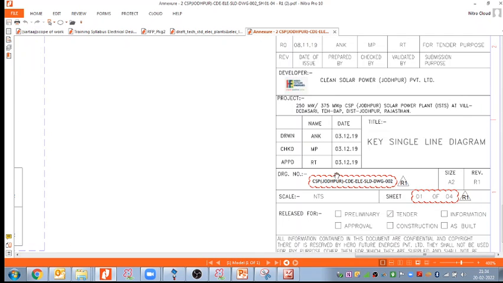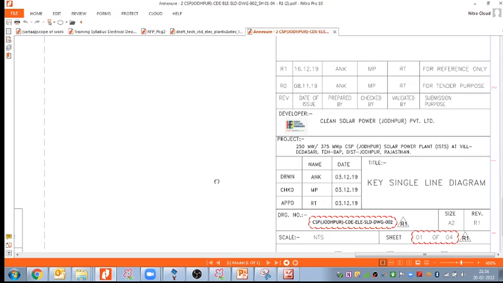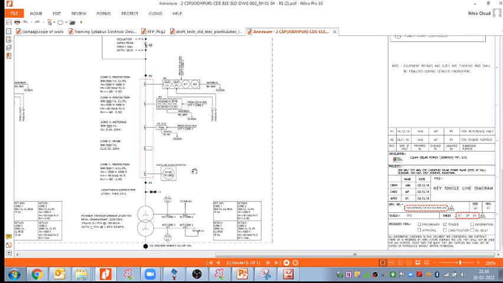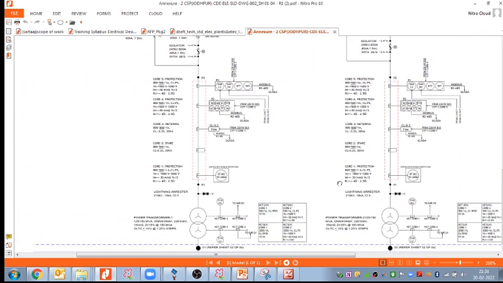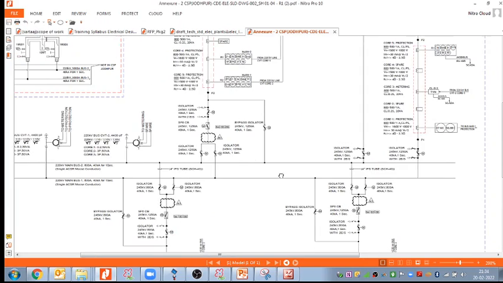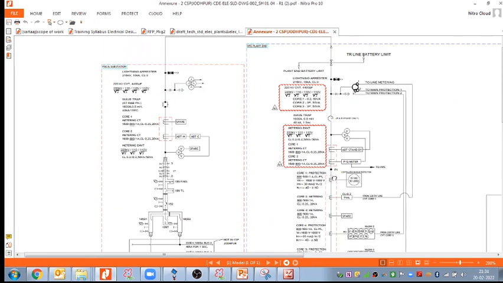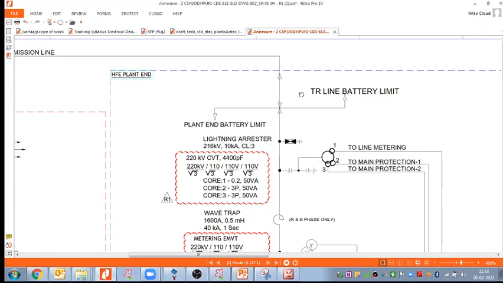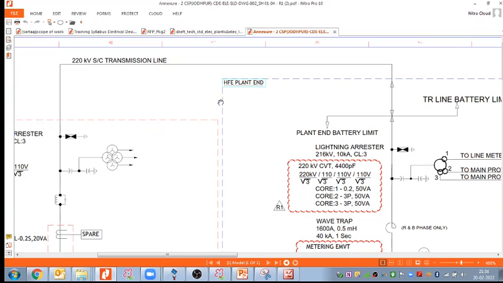This is the project 375 megawatt peak, the key single line diagram, Clean Solar Power Jodhpur. This is the developer, Clean Solar Power Jodhpur, a private company. They are generating 300 megawatt power. And now you see, after the generation, this is their evacuation line, 220 kV transmission line. This is the plant end, and now you can see there is a transmission line here. This is the HFE plant, the Hero Future Energy plant end, and now they are connecting with the help of the transmission line.